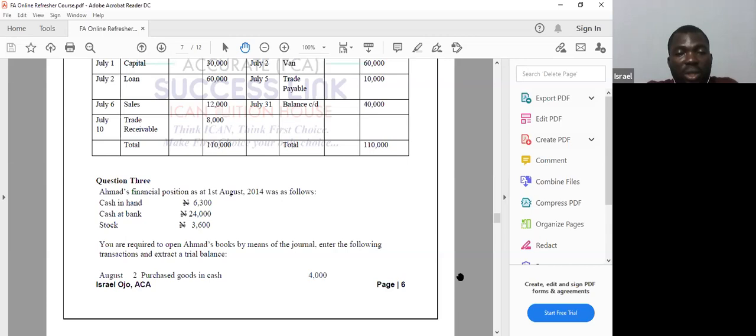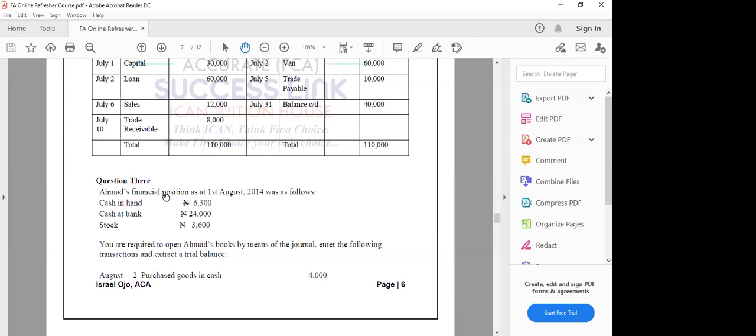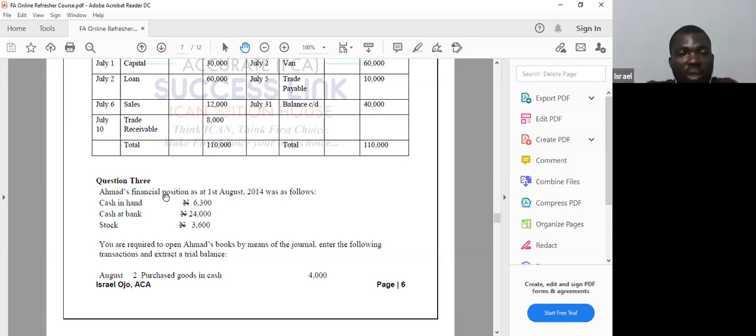Ahmed's financial position as at 1st August 2014 was as follows. So now they give us the financial position as at 1st of August 2014, and they give us that the cash in hand is 6,300, the cash at bank is 24,000, while the stock is 3,600.